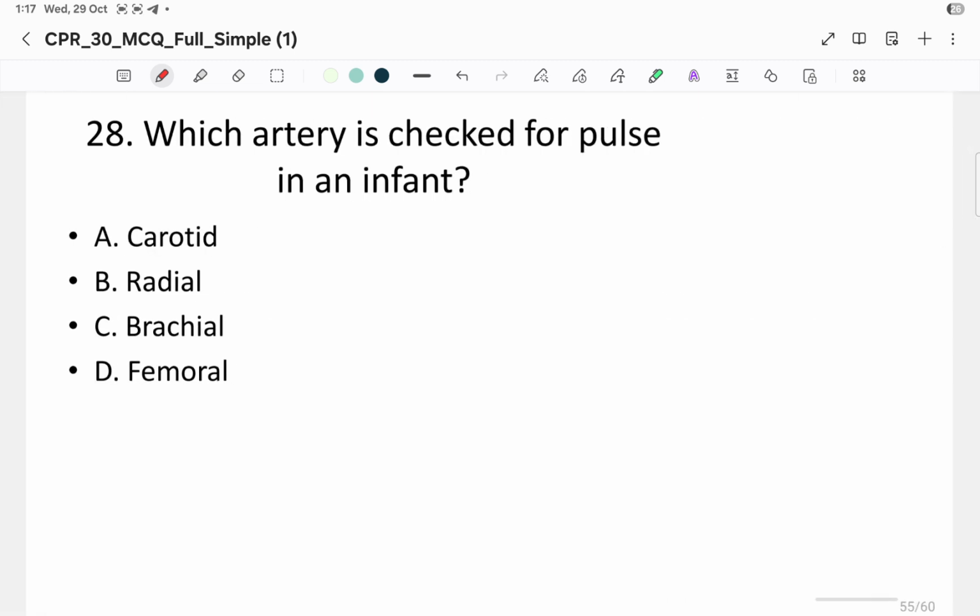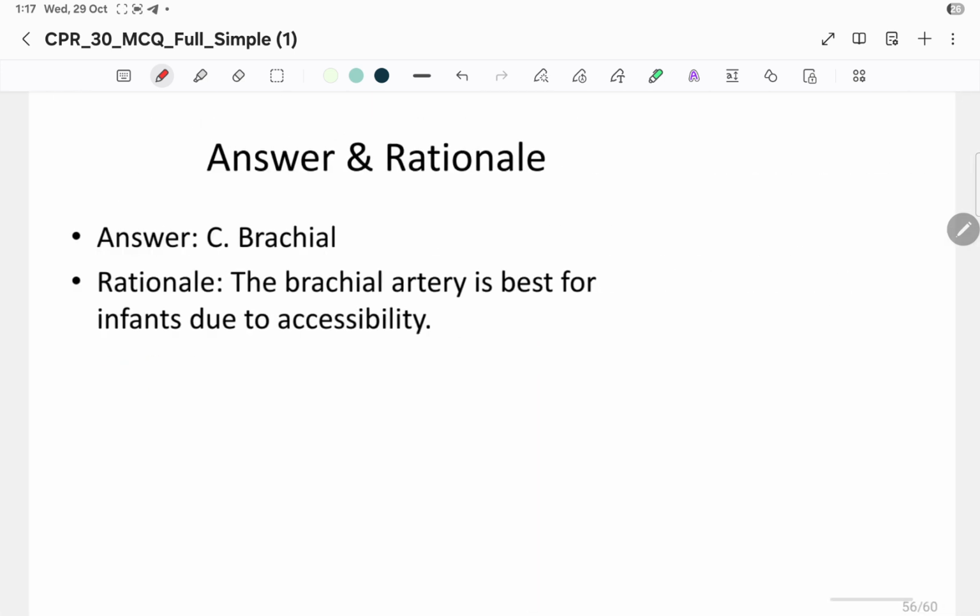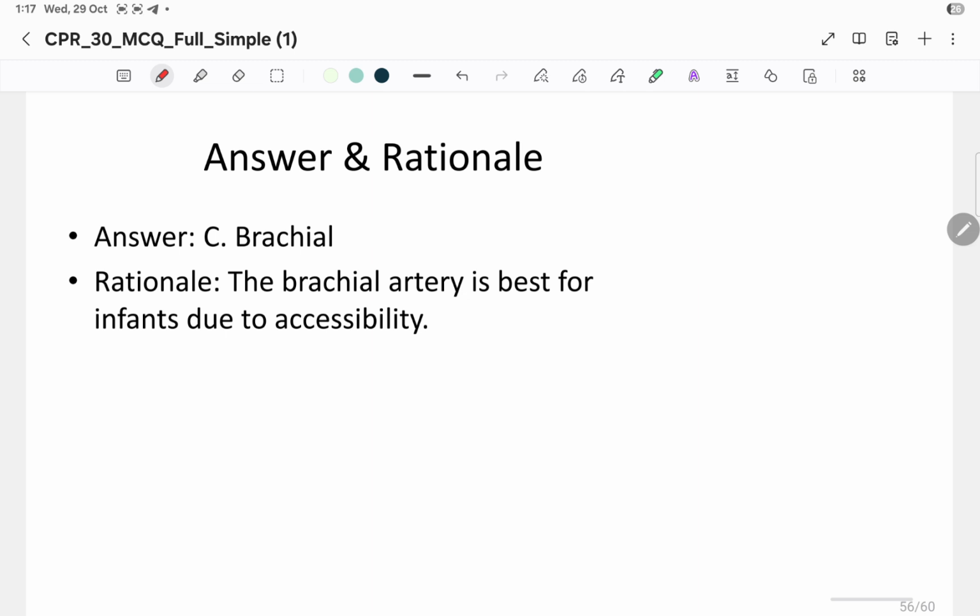Next, which artery is checked for pulse in an infant? A, carotid. B, radial. C, brachial. And D, femoral. And the correct answer is option number C, brachial. Carotid pulse is checked in adult, brachial is checked in infant, and femoral is checked in the children. Clear? In infants, the brachial artery is best due to accessibility.